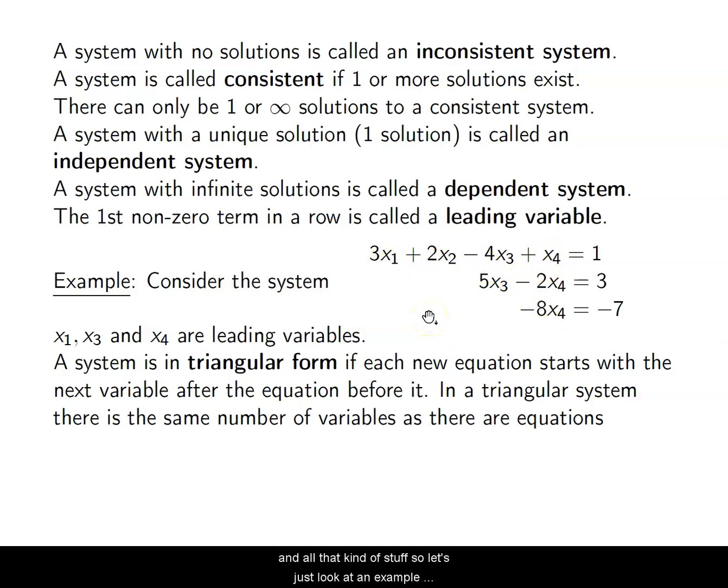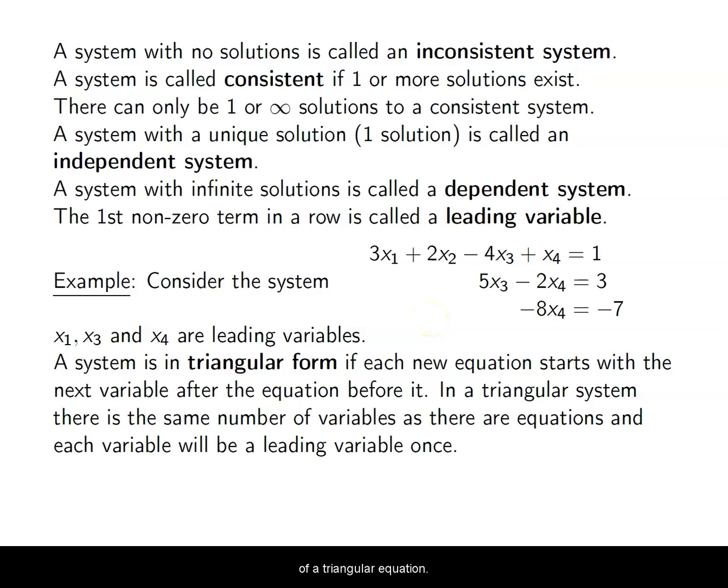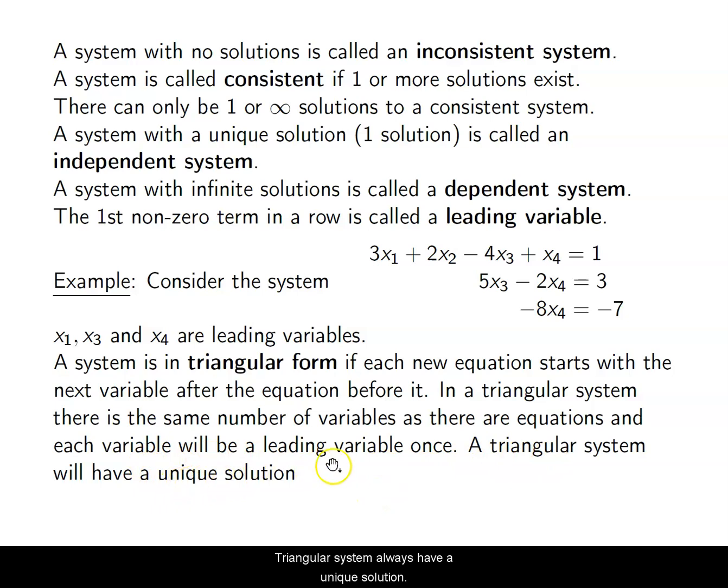So let's just look at an example of a triangular system. Again, you need to have the same number of variables as equations in order to have a triangular system, and each variable will be a leading variable once. This last sentence here is the real definition for a triangular system. A triangular system will always have a unique solution.